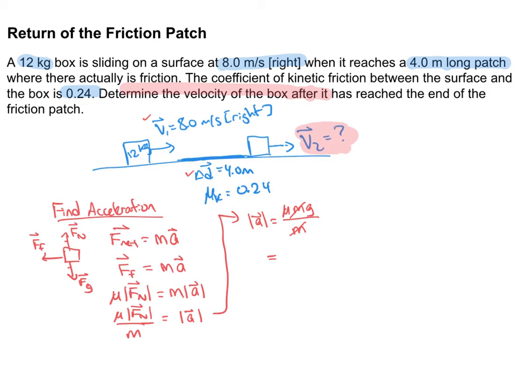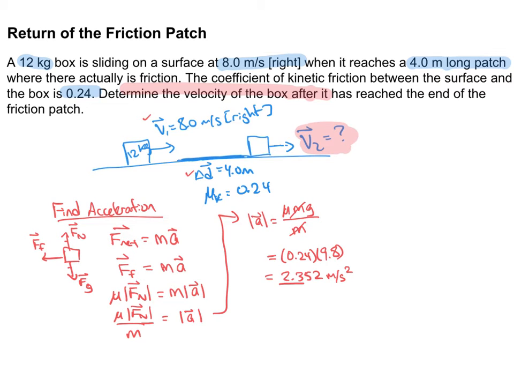Okay, and now the values. So mu is 0.24 and g is 9.8. I get out my calculator, giving me 2.352. I'll underline 2 sig figs to match with the previous step. This would be in meters per second squared. So that's the magnitude of the acceleration. I know the direction is going to be to the left because it's going to be the same direction as the net force, which is to the left due to friction.